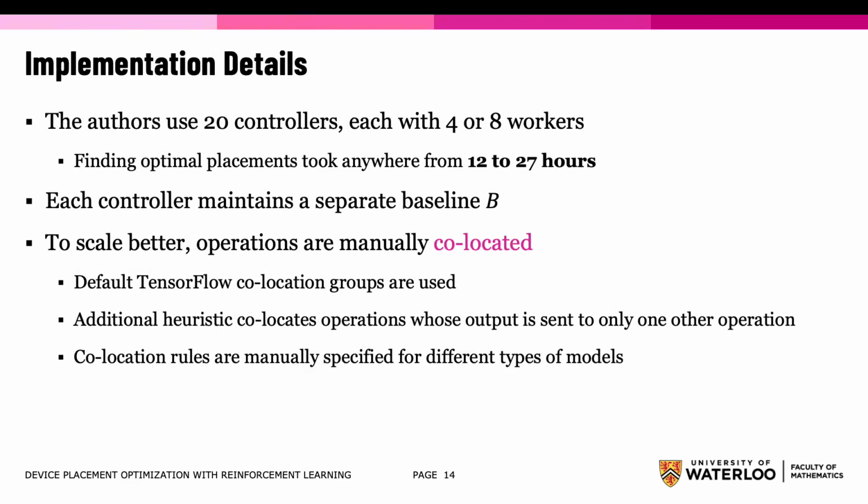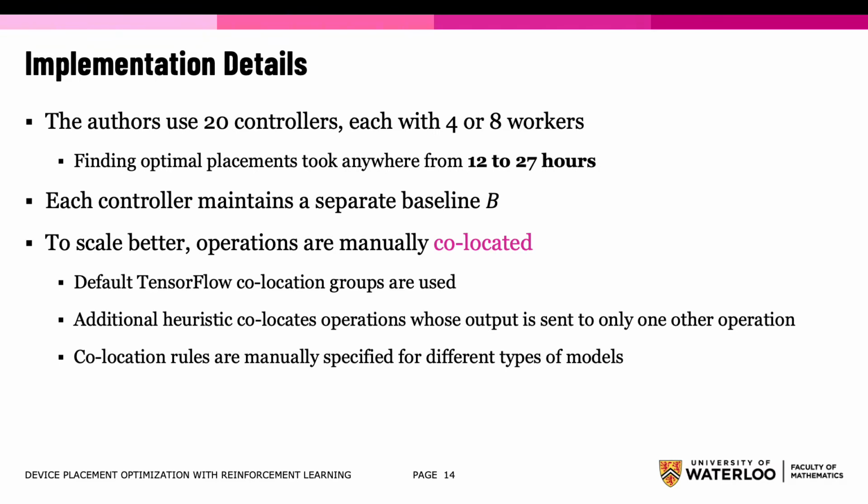Before moving on to the evaluation section, I'd like to point out a couple of implementation details that are noted by the authors. The authors choose to use 20 controllers, each with 4 or 8 workers depending on the experiment at hand. They found that finding optimal placements took anywhere from 12 to 27 hours in this configuration. But using different configurations would likely lead to different timeframes.